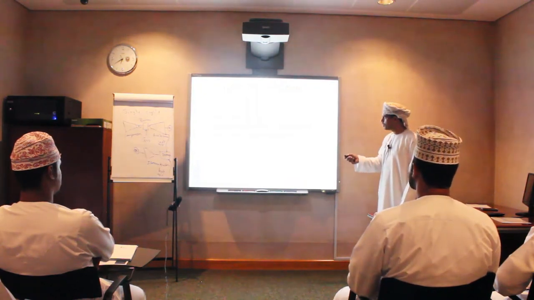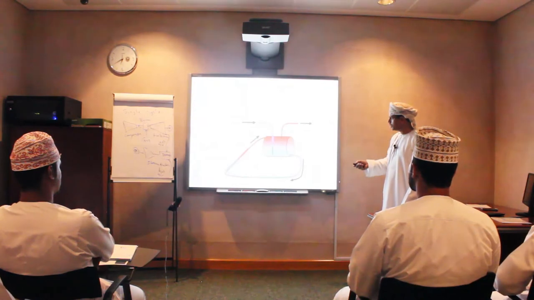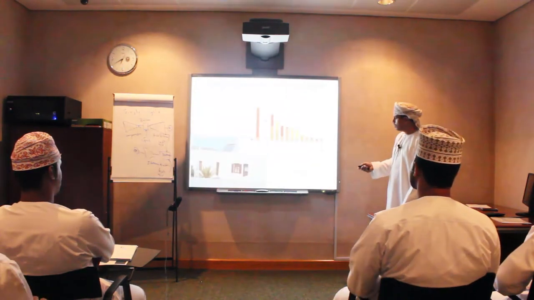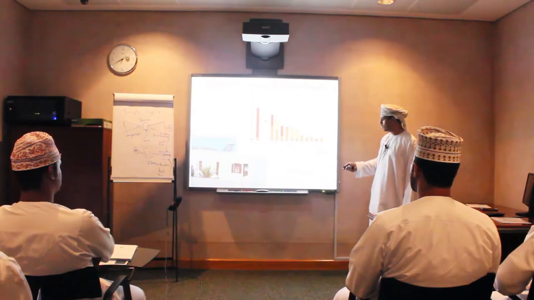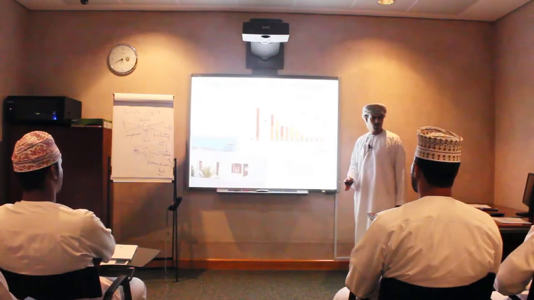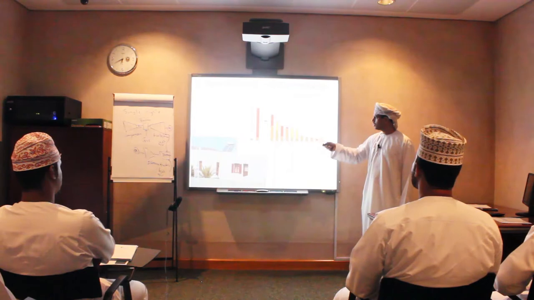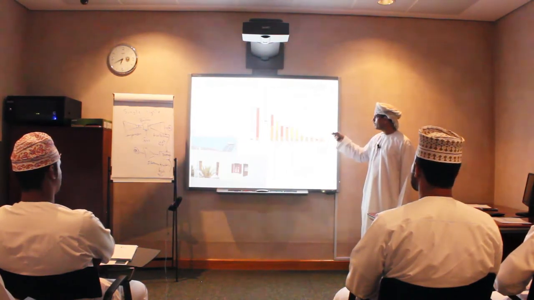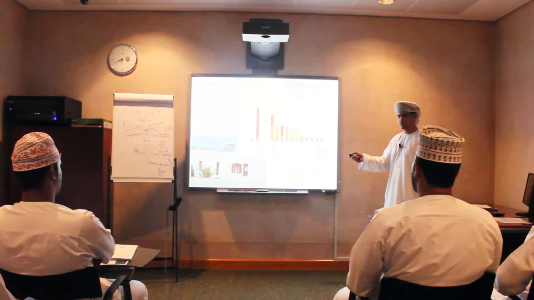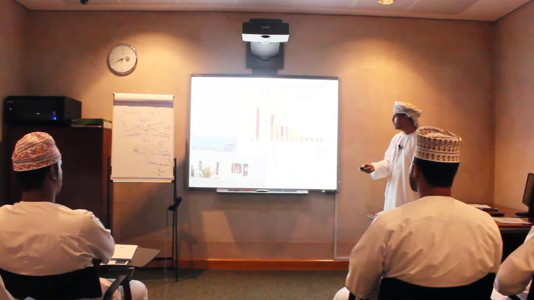I'll skip the solar water heater, we discussed this yesterday. We have different types of solar water heating. We discussed different technologies: the unglazed, the evacuated, and the flat plate collectors. So these are different technologies, and we see the market. For example, in China, which is the dominating market, most of the technology is glazed evacuated tube collectors. In modern applications, the evacuated tube collectors are the dominant one. And we have these also in the EcoHouse SQ.